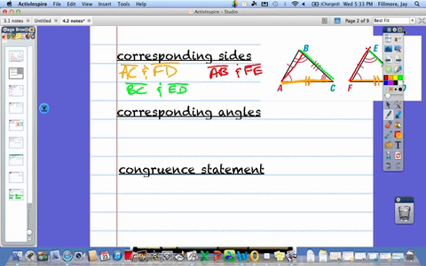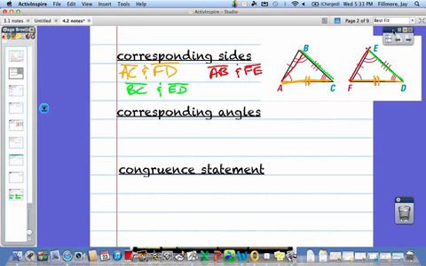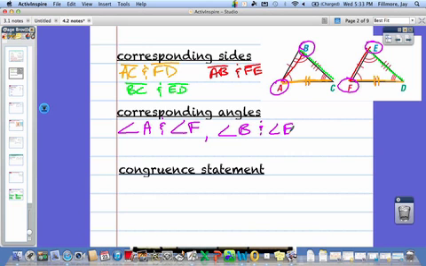For corresponding angles, we're going to do the same thing. What angles are in the same position? Well, one pair is that we have angle A and angle F are in the same position, so those are corresponding angles, so angle A and angle F. Another pair of corresponding angles would be B and E, both in the same position, so angle B and angle E. And lastly, the last two, angle C and angle D, corresponding positions.